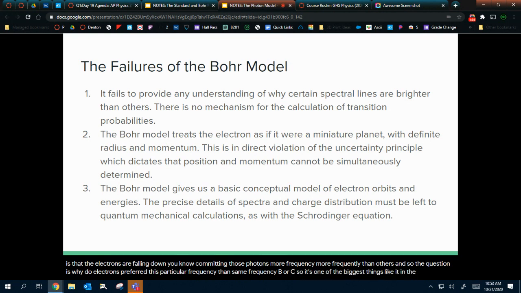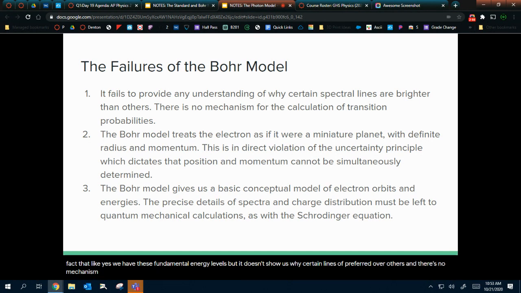It addressed the fact that yes, we have these fundamental energy levels, but it doesn't show us why certain lines are preferred over others. And there's no mechanism for the calculation of the transition probability. That's essentially the same thing.